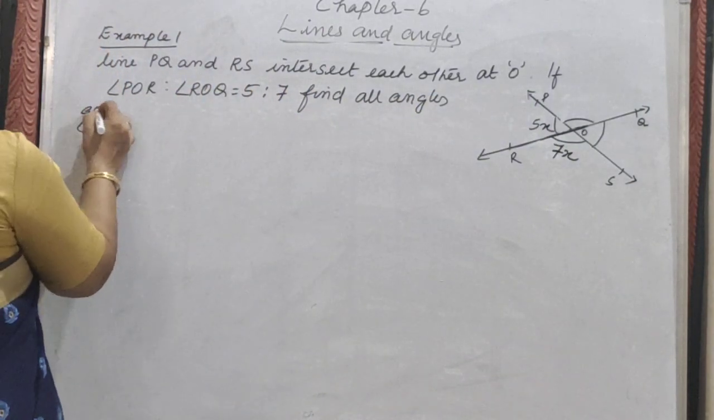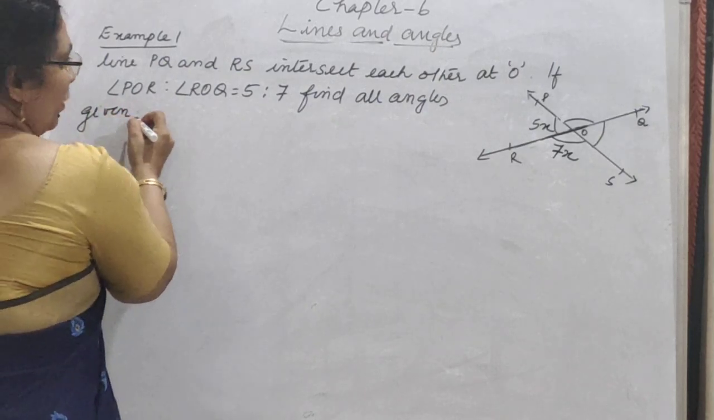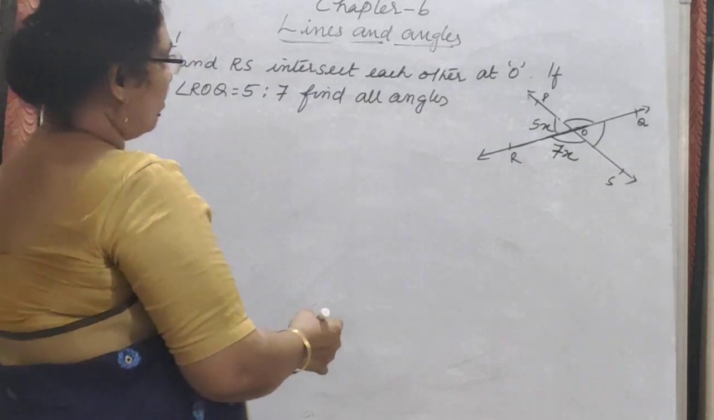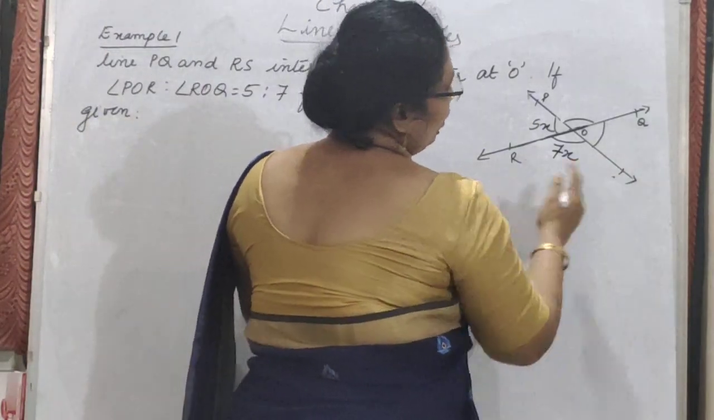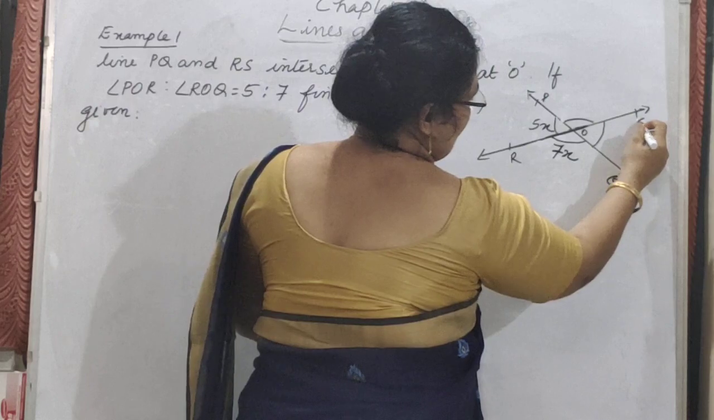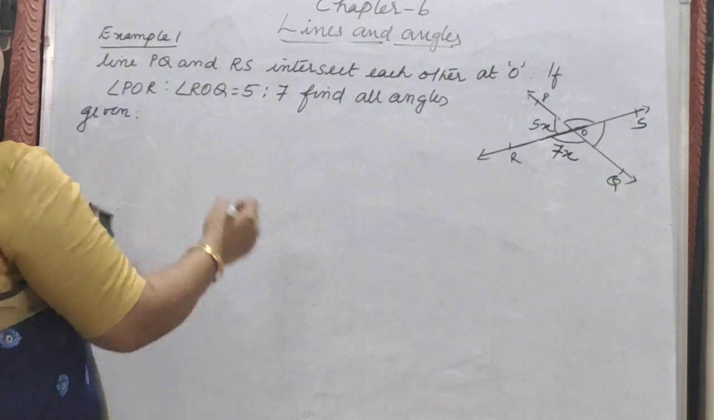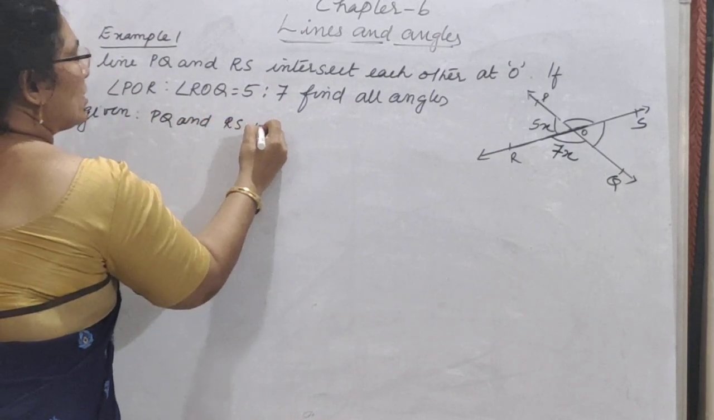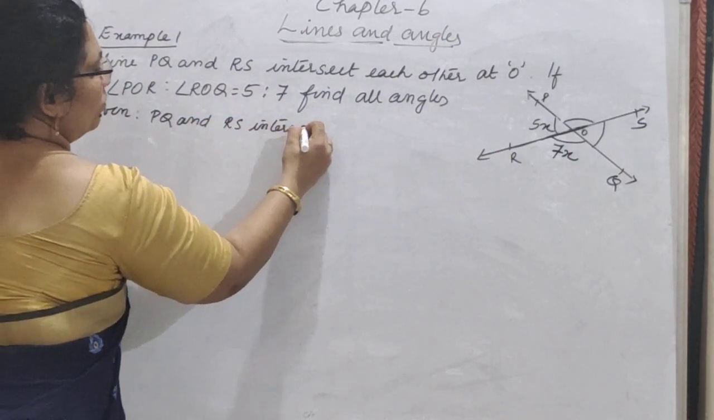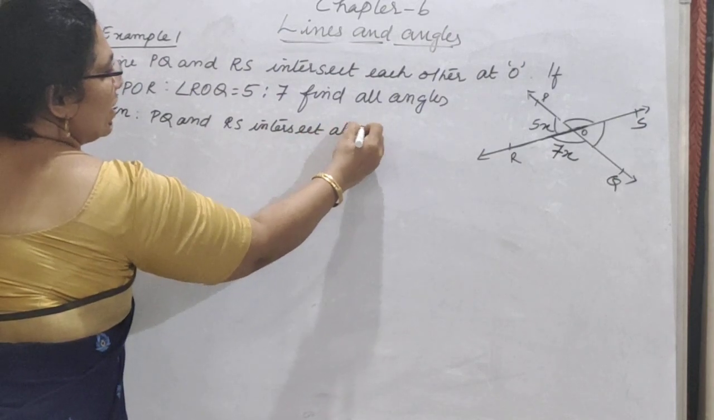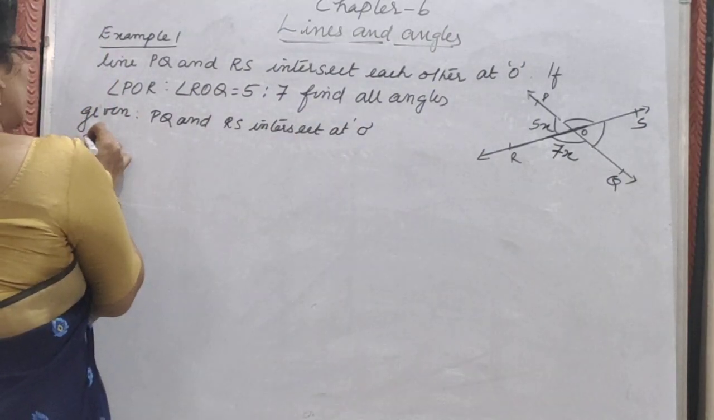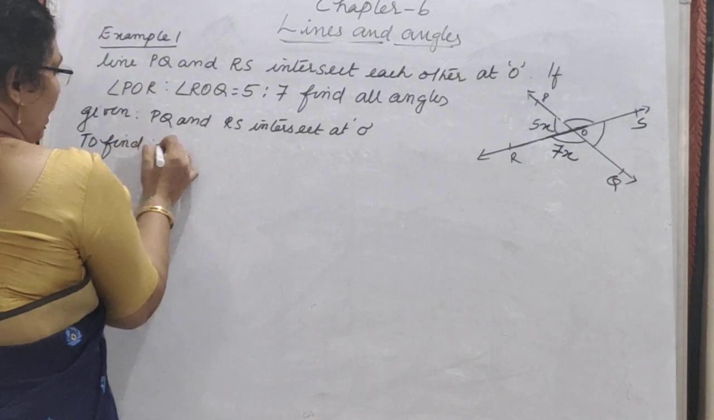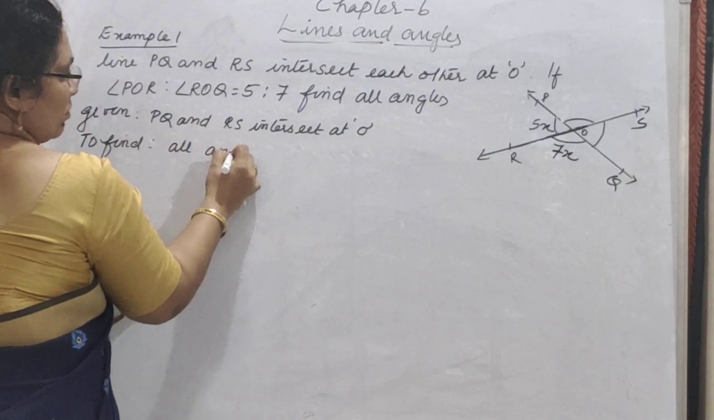So what is given here? PQ and RS intersect each other. So I'll write here PQ and RS intersect at O. Since it is a sum, instead of prove we should write, to find all the angles, right?